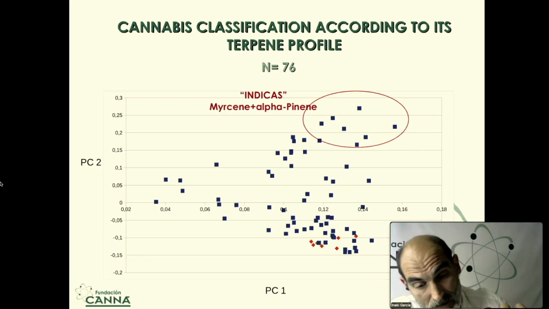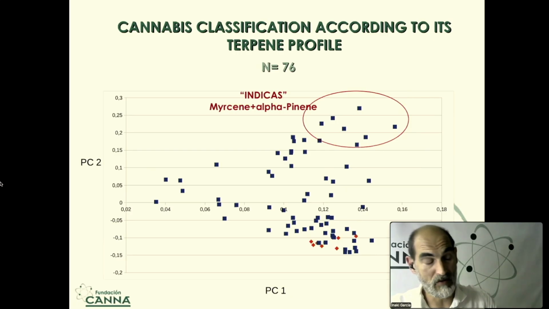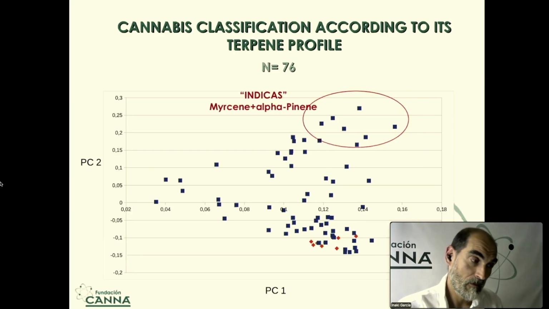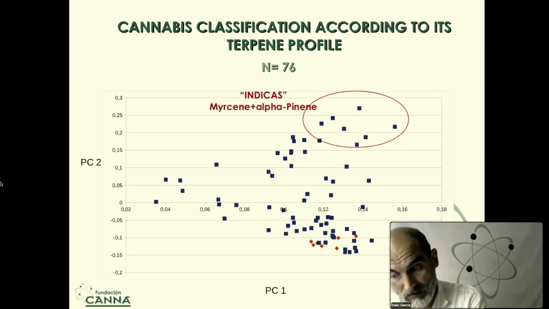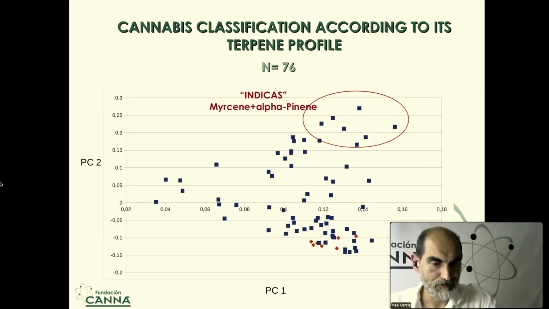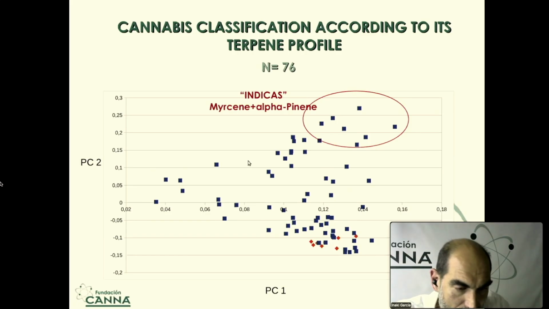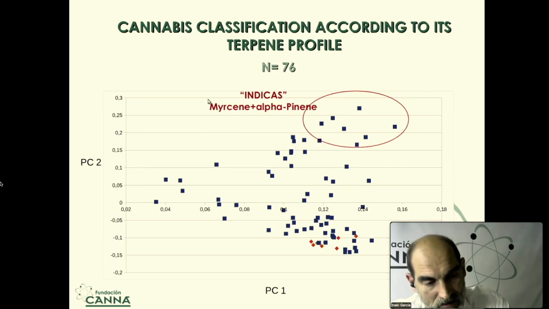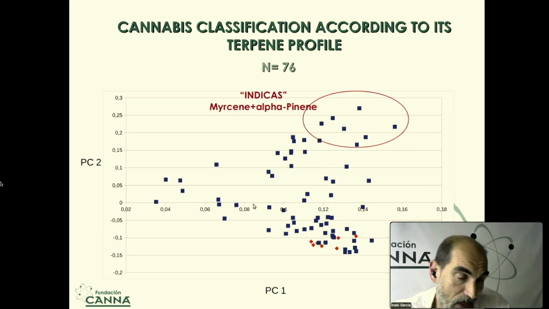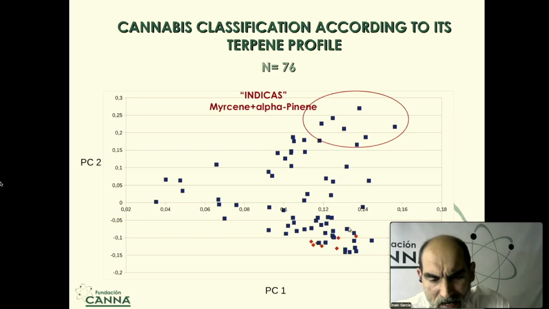Also, in this graph we have represented the first grouping, that is, remember, the difference between plants with very common terpenes and plants without these unusual terpenes, and the second grouping, the one that classifies the plants into those high in myrcene and alpha-pinene, and plants that are high in some sesquiterpenes like beta-caryophyllene and alpha-humulene.